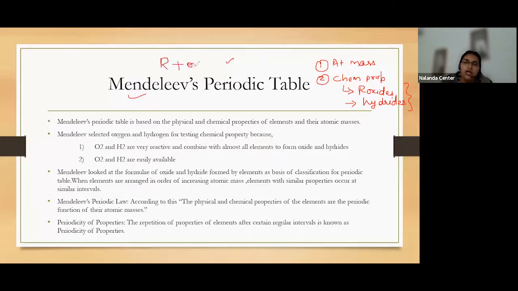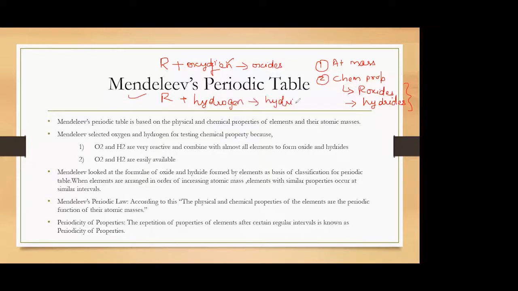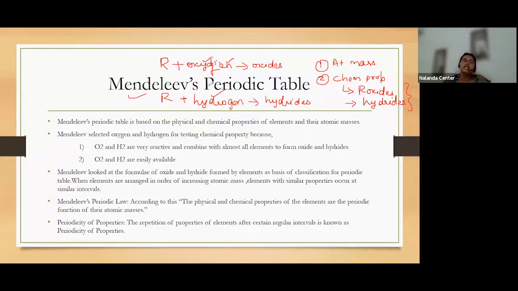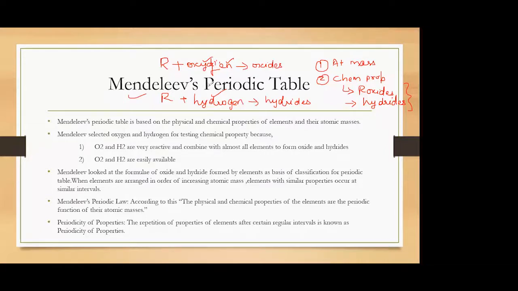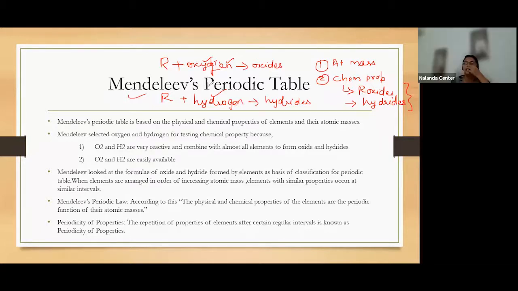When an element reacts with oxygen, it forms oxides. When an element reacts with hydrogen, it forms hydrides. All right? Now, why did he choose oxygen and hydrogen? First reason is that oxygen and hydrogen are very easily available. And moreover, oxygen and hydrogen are very reactive and combine with almost all the elements to form oxides and hydrides. So it was very easy for him to conduct all these experiments.